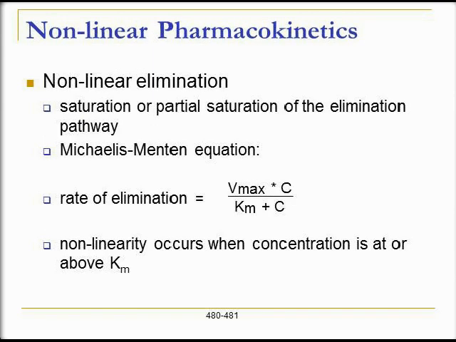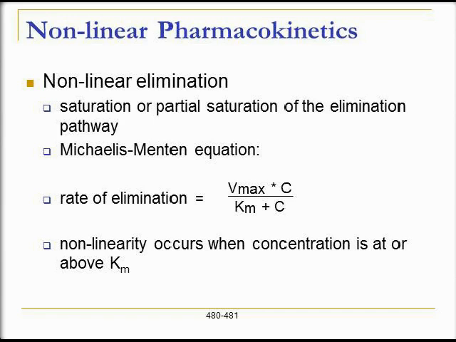Good, all right. Getting a lot of good answers. So let's go over nonlinear elimination. We'll talk a little bit more about phenytoin. So nonlinear pharmacokinetics is where you have a saturation or partial saturation of the elimination pathway. It follows the Michaelis-Menten equation, which I have written there. Rate of elimination is equal to Vmax times the concentration over Km plus the concentration. And Km is the value where the drug becomes nonlinear.